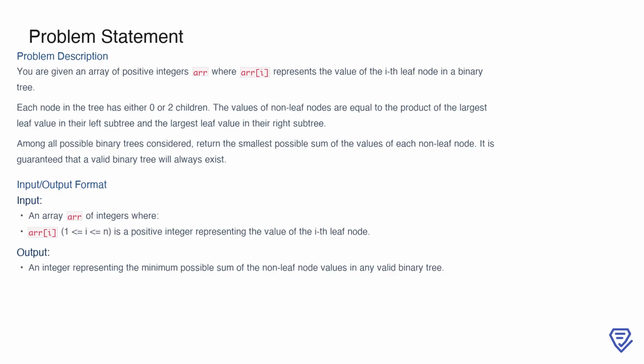For non-leaf nodes, their value is determined by taking the largest leaf value in their left subtree and multiplying it by the largest leaf value in their right subtree. Our goal is to find the smallest possible sum of all the non-leaf node values across any valid binary tree that can be built from this array. We can always assume that constructing such a tree is possible. The input will be the array ARR, and the output will be a single integer representing the minimum sum of all non-leaf nodes in the tree.